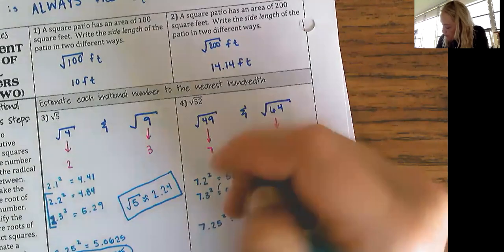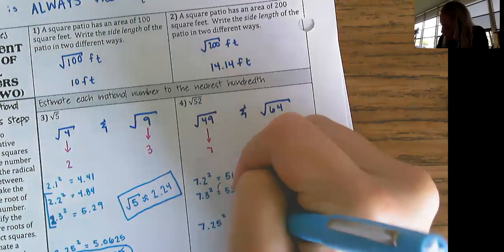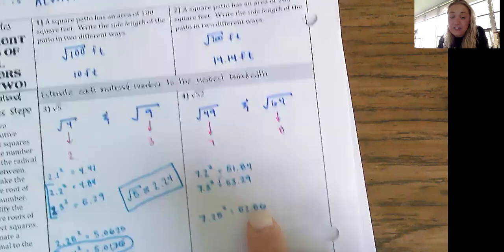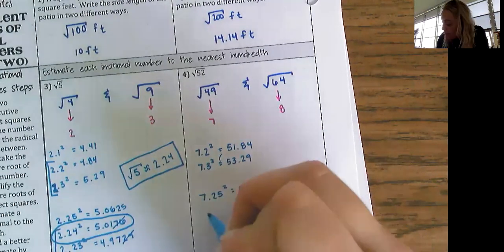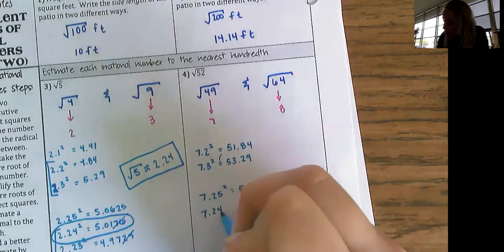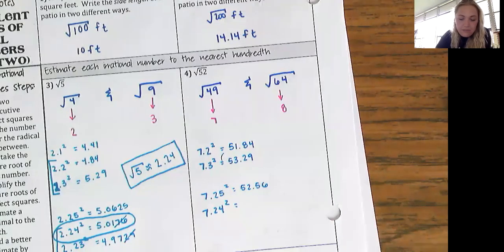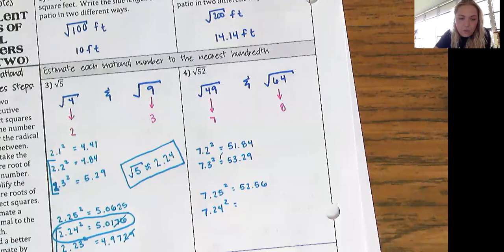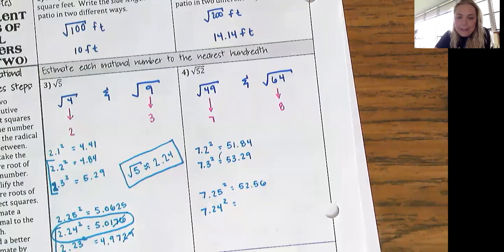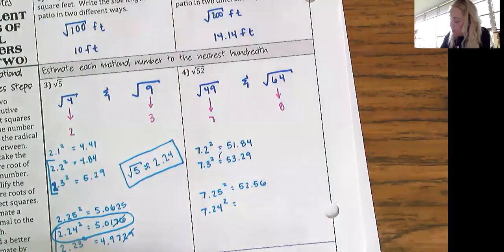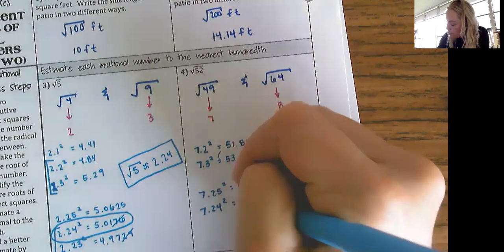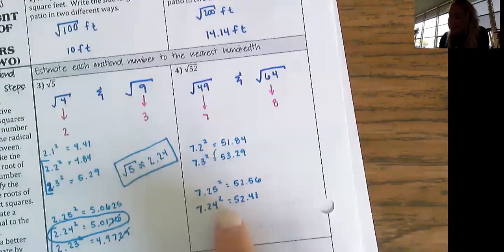So 52.56. That number is above 52. So I've got to go a little lower than 7.25. Let's go 7.24 squared. 7.24 squared. And I got 52.41. Whew, we're slowly moving down. That's still too high though.